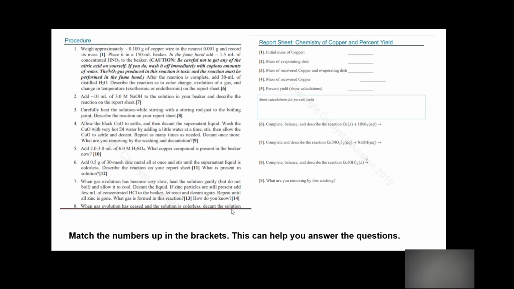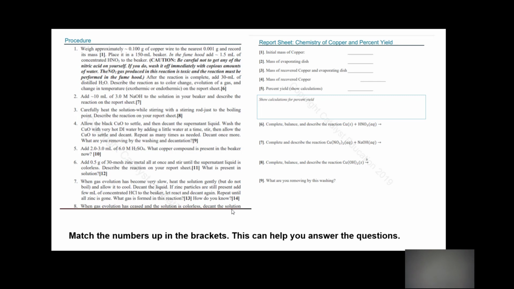Also, I want to point out that you see these brackets actually match up with your report sheet. So as you're reading, make sure that if you get confused, like number 1 wants to know the mass, so you can record the mass. Number 2, the mass of the evaporating dish, and so forth. 6 tells you what you need to balance. 7 tells you another one you need to balance, you need to complete it. So forth. It goes through the steps.